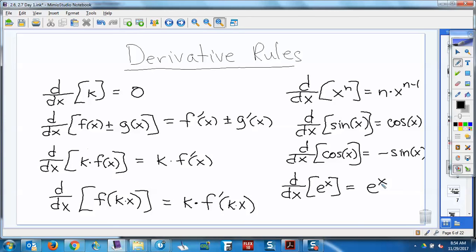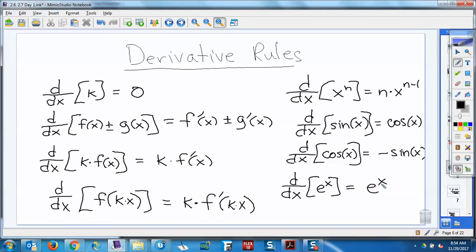Leave the inside alone, because we always do. And then take the 2, kick the 2 out front. 2e to the 2x, right? So that's some of what we're going to be practicing here as we go through this chapter. Okay, that's pretty much it. That's pretty much our list of rules at this point.